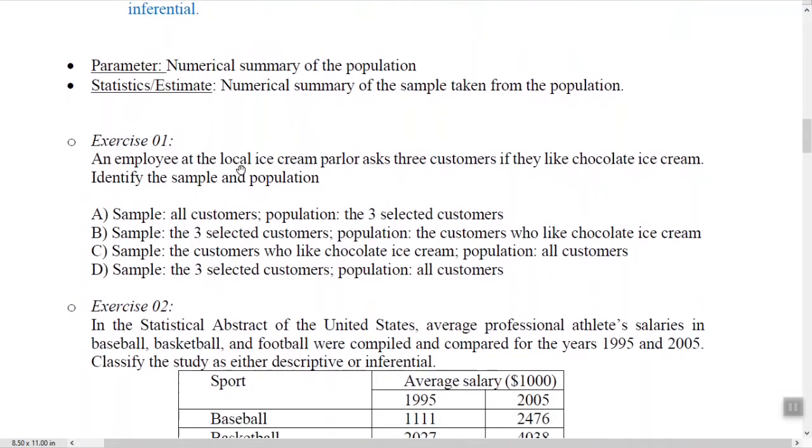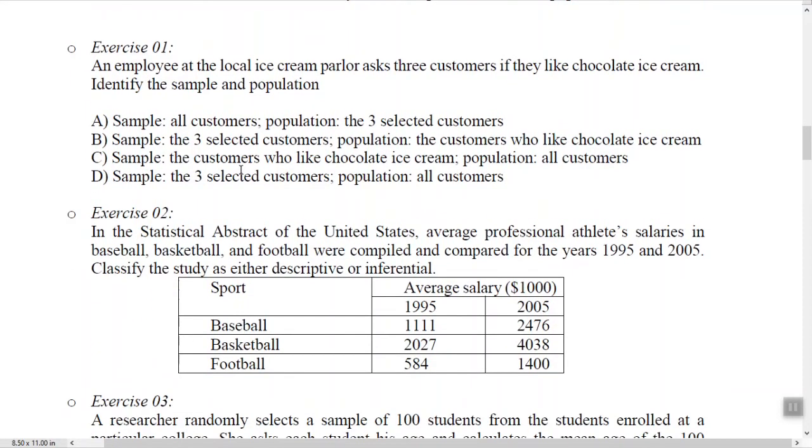There are a few exercises. Let's see exercise number 1. It mentions that an employee at the local ice cream parlor asked 3 customers if they like chocolate ice cream. Identify the sample and population. When you read the question, you should clearly identify what is the sample and what is the population. In this case, it is easy to identify the sample. Sample means the portion from the population. So what is the sample?